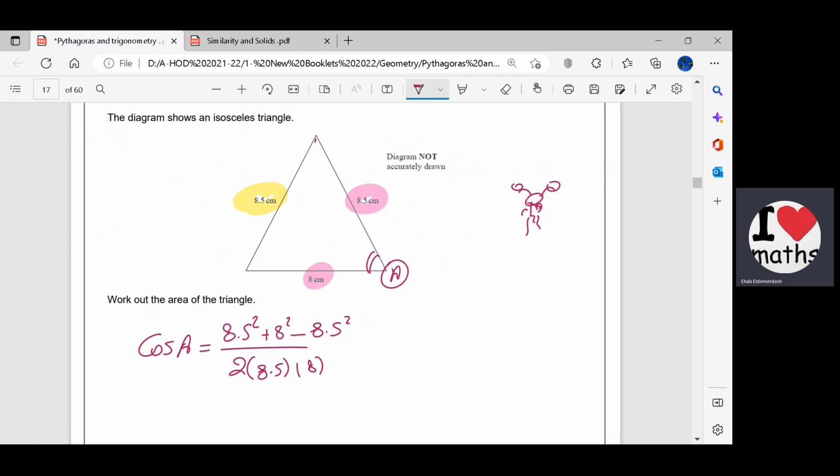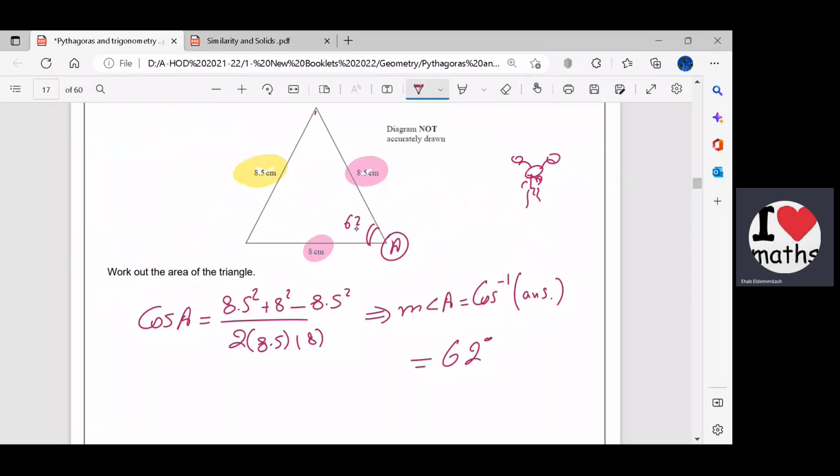And since I'm asking you to find out the measure of angle A, what I should say is that it will be cosine inverse of the answer that you will get. Who can tell me, guys, what will be the answer? It's 62 degrees. I found out the angle, which is 62 degrees. Fine. Once you found out that this angle is equal to 62, easily I can say the area of the triangle.